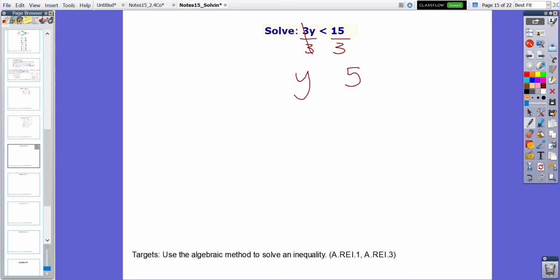And because I didn't divide by a negative, the sign stays the same. So the solution set is all my numbers represented by y that are less than 5. And we can verify this too if we wanted to.